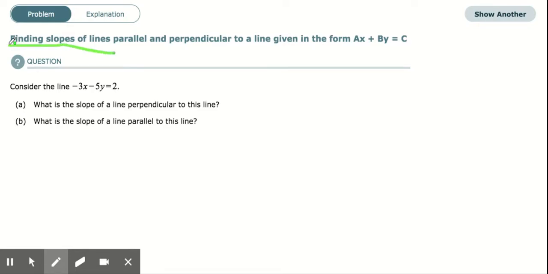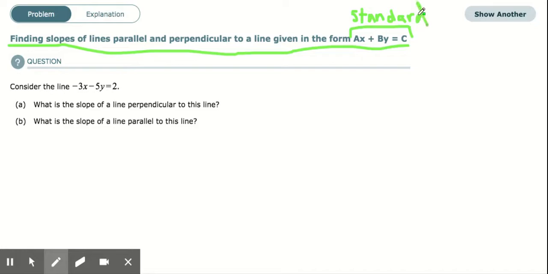This video is going to be on the topic finding slopes of lines parallel and perpendicular to a line given in the form AX plus BY equals C. So this is called standard form, AX plus BY equals C. So we're going to go ahead and put it into another form that makes it a lot easier to find what the slopes of a line are.